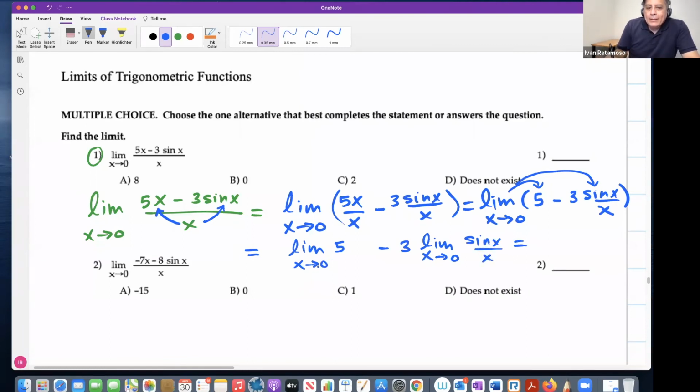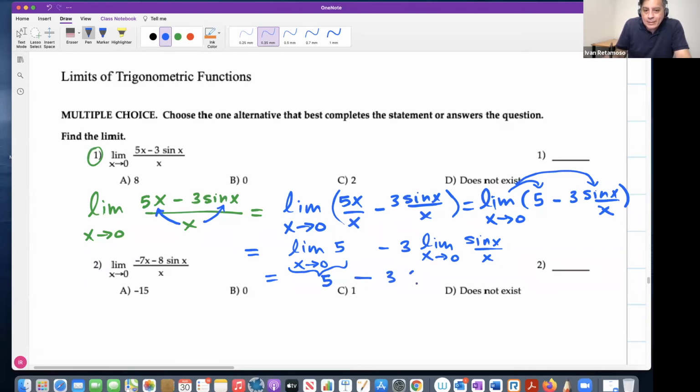Now, the limit of the constant function 5 as x approaches 0. Anybody could tell me what's this limit? Yeah, very good. Limit of a constant function. Remember this. Excellent. The constant function does not change, even when you take the limit. It stays the same. It's 5. Very good. Done this part.